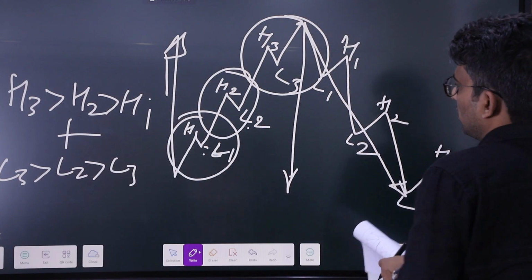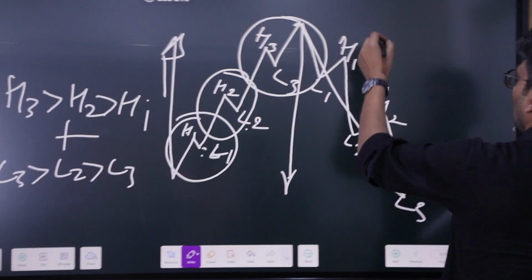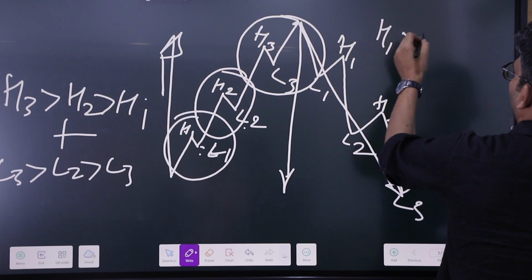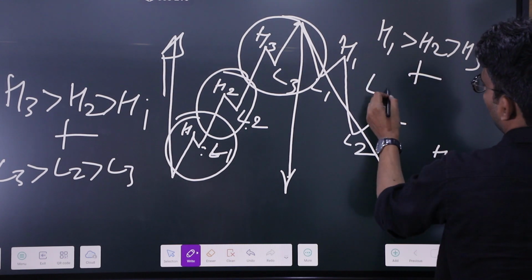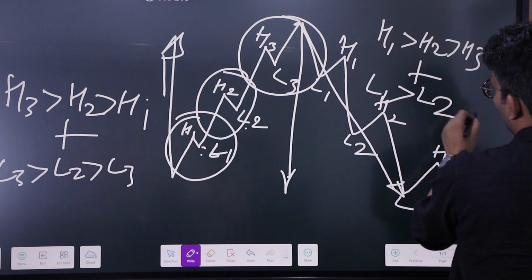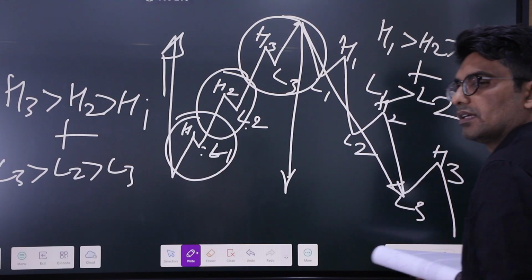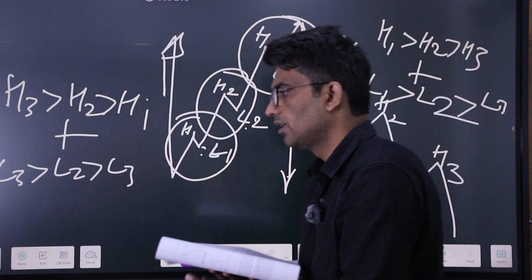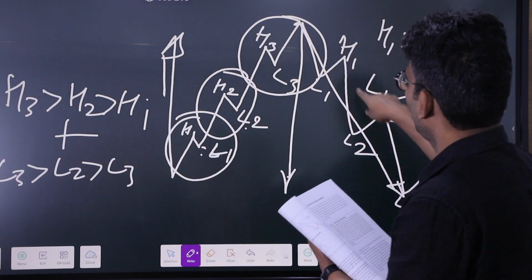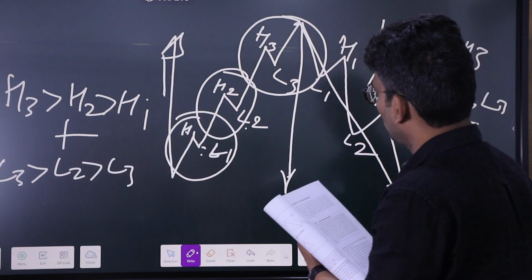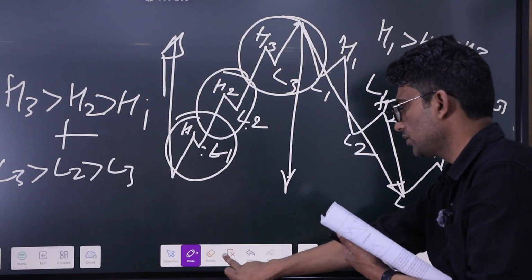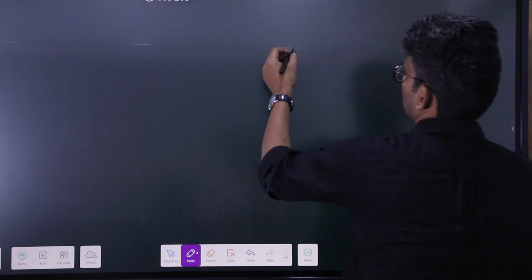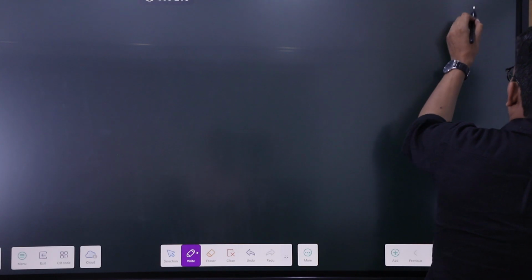Now, in this case, what is happening is H1 is greater than H2 is greater than H3, plus L1 is at a higher price than L2, which is greater than L3. Does that make sense? So when it is falling, all your previous prices are at a higher point, and the lower prices are also at a higher point.